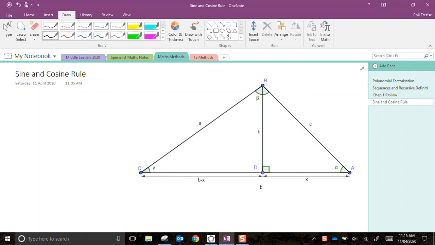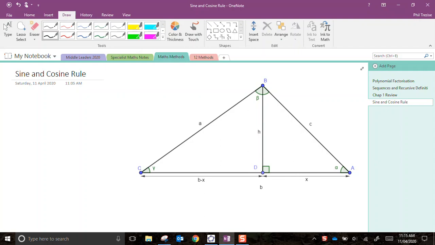The points are named with capital letters, and the opposite side to point A is length little a. Opposite to B is length little b, that's all the way along the base here, and this side is length c. Now I've put in a perpendicular height here, h, and then I've noted that from this point D to A is x, so this part over here must be b minus x.